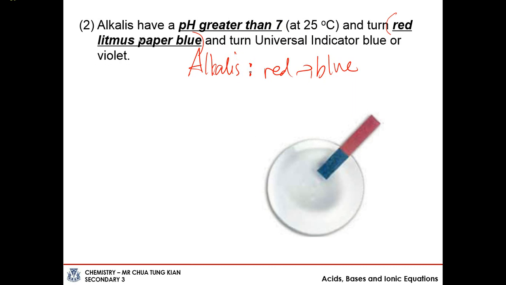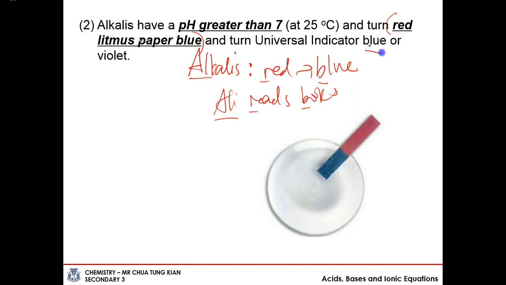A good way to remember this is actually Al, red to blue. So I use this mnemonic to remember: Ali reads books. Al stands for alkalis, reads stands for red, B stands for blue. So alkalis turn red litmus paper blue.